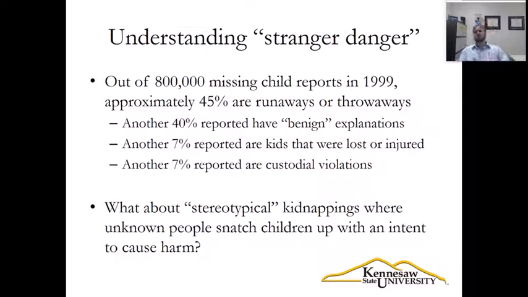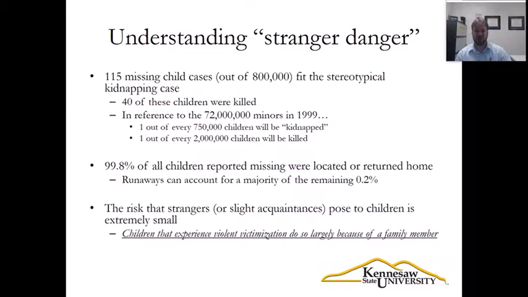So, what about the stereotypical kidnappings where unknown people snatch children up with an intent to do harm? Well, it's probably not what's happening most of the time. It's actually, most often, children are kidnapped by people that are known to them. And so very rarely are they kidnapped or taken away by people that are slight acquaintances or things like that. So 115 missing child cases out of 800,000 fit the stereotypical kidnapping case. So 115 out of 800,000 involved this stereotypical stranger, and 40 of these children were actually killed.